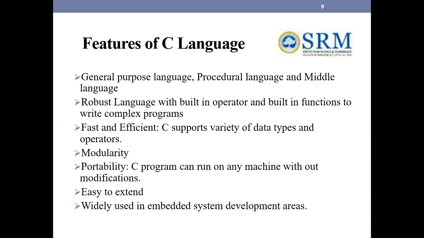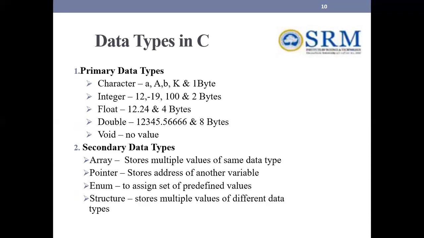It is widely used in embedded system development areas. Embedded systems have both hardware and software. We need programs, a set of instructions, to connect hardware with the software. That is called embedded systems. So C language is mainly used for developing low-level and assembly language programs that can be used to develop programs for embedded systems. These are the features of C language.